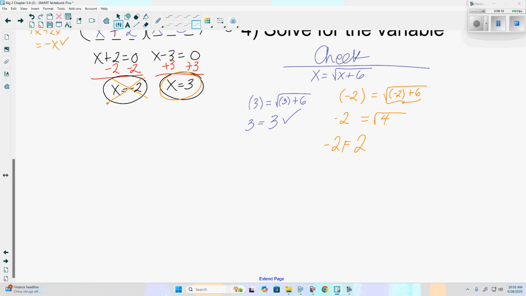So especially problems like this on the test, I'm going to want both solutions. Even though negative 2 doesn't work, I still want it, because when we go through solving, we should get both solutions. One of them works, one of them doesn't. Does that make sense? Questions on this here? We're good with this here?